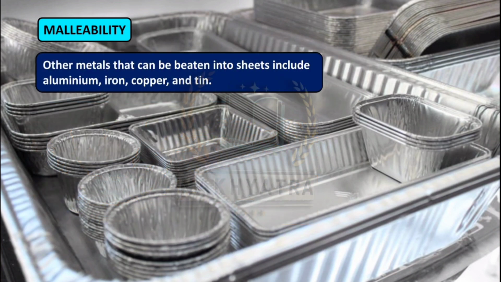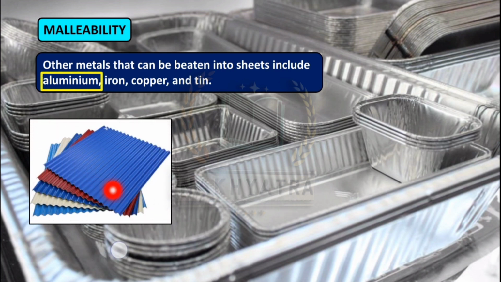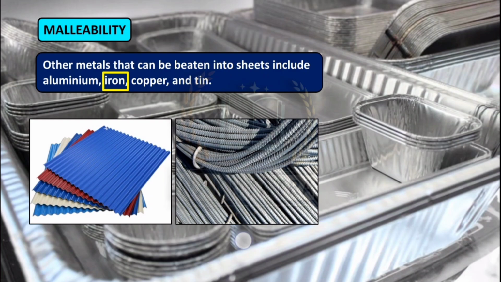Other metals that can be beaten into thin sheets include aluminium, iron, copper and tin. For example, this is aluminium roofing, which we use in our housing system. The next example is iron; these are iron rods.